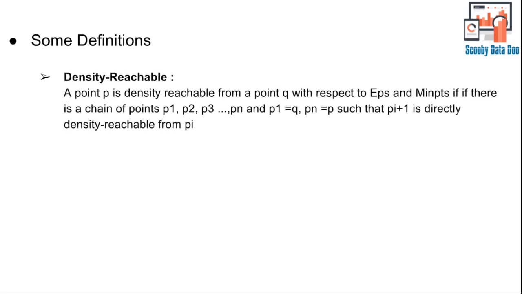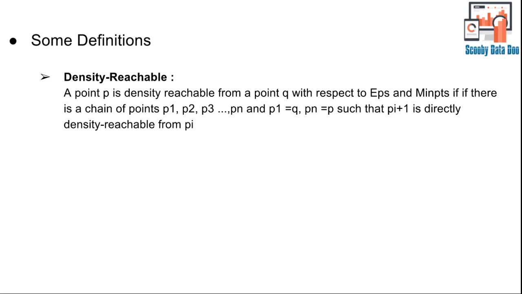Alright, moving to the next one. Density reachable. So what's happening here? It's not very difficult to understand. A point P is density reachable from point Q with respect to EPS and min PTS if there is a chain of points P1, P2, P3 ... Pn, where P1 is equal to Q and Pn is equal to P, such that Pi plus 1 is directly density reachable from Pi.